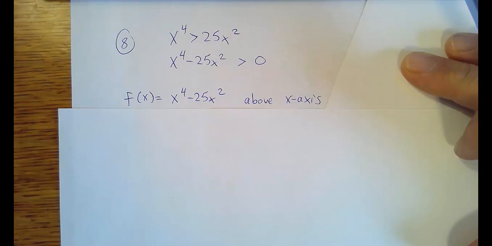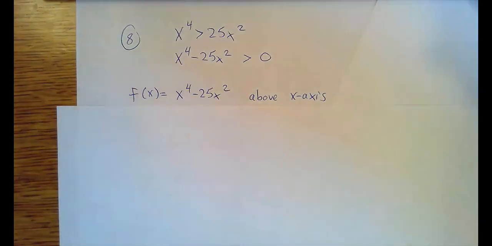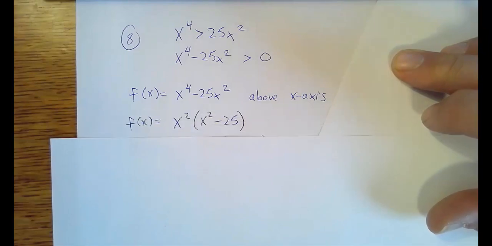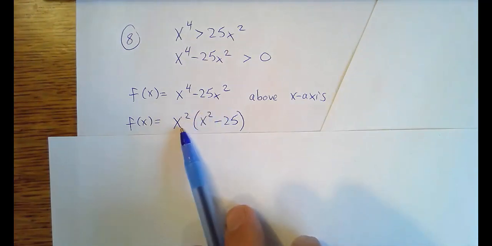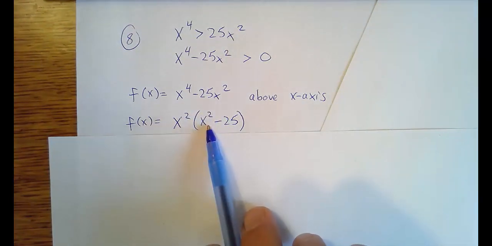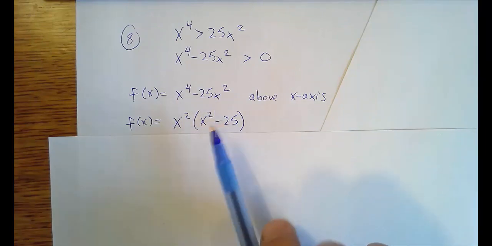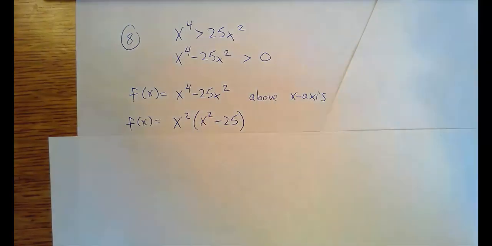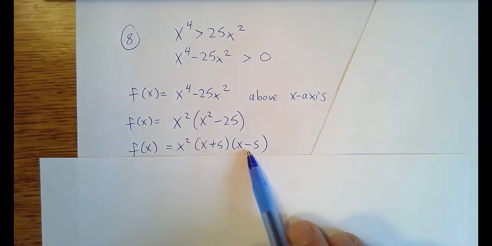So we set up our function f of x equals x to the 4th minus 25x squared. So we're going to determine when this function is above the x-axis. In order to do that, we're going to find the x-intercepts by factoring this function. There's a greatest common factor of x squared in both terms, so I factor out an x squared, and I'm left with x squared from the first term and a minus 25 from the second term. This is a difference of squares, x squared minus 5 squared, so it factors as x plus 5 times x minus 5.